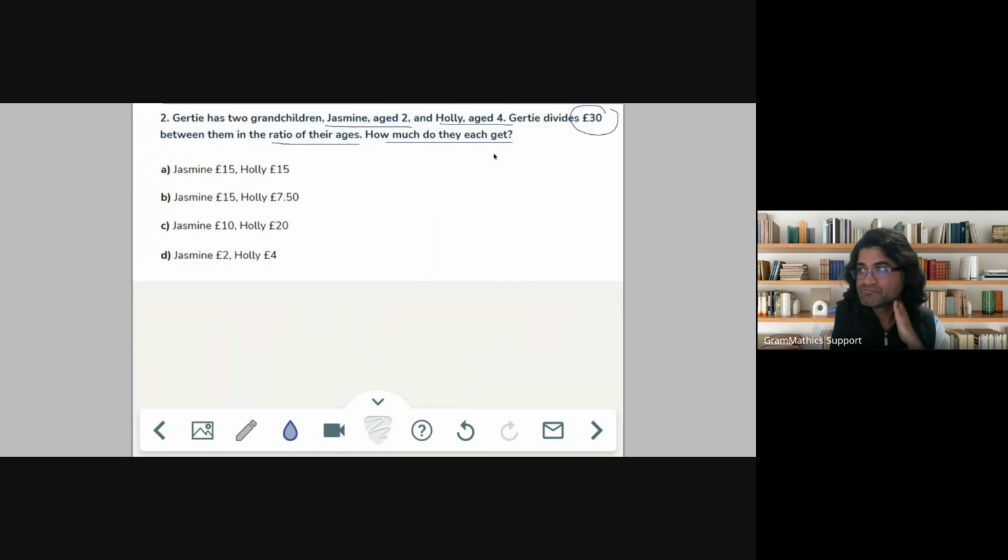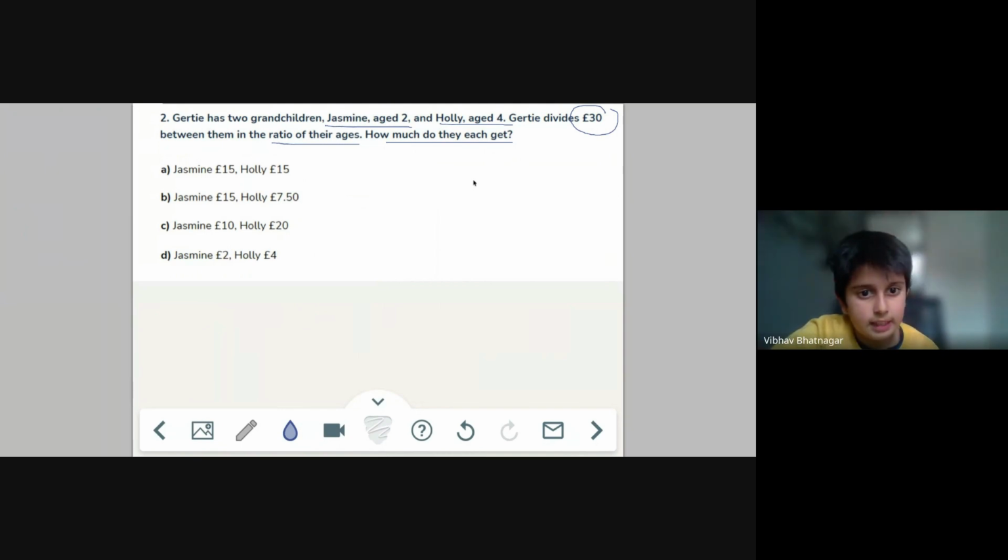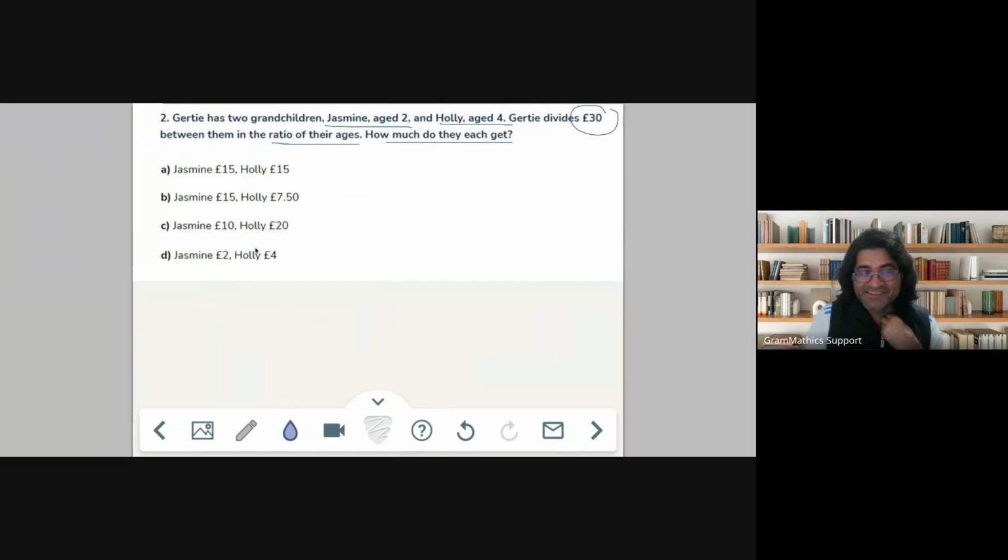I can wait for 15 seconds for anybody to answer if you want to, and then we will go on with our method. Yes, Ojas. Is it Jasmine gets 10 and Holly gets 20? Possible, yes. We will solve it anyways. So your answer is, I'll say Ojas. Everyone has same answer or anybody has a different answer?